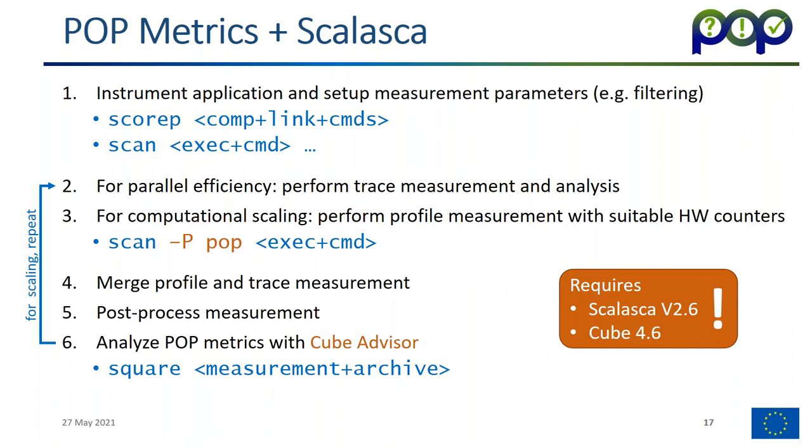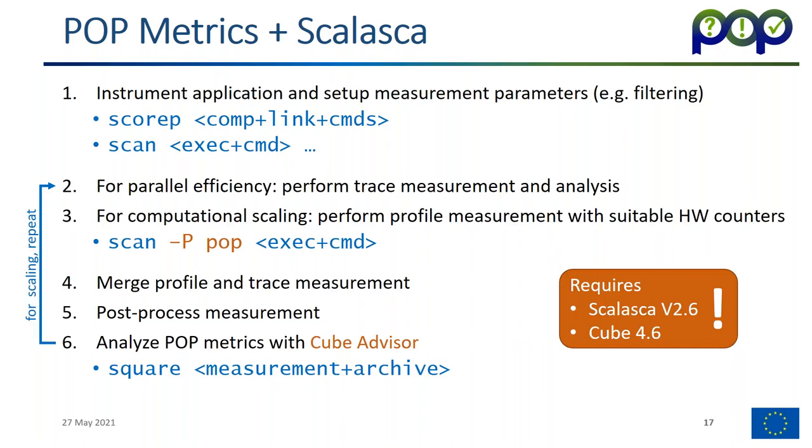So once you have set it up, a measurement is done by scan -p pop, and then with square you can look at it. The orange part, the preset pop and the Cube Advisor, got added in the latest versions, which are available since a few weeks. To do it in this simple manner, you need Scalasca version 2.6 and the latest version of Cube, which is 4.6.